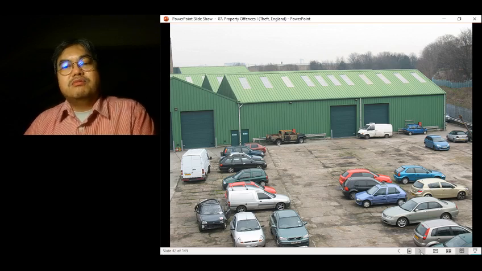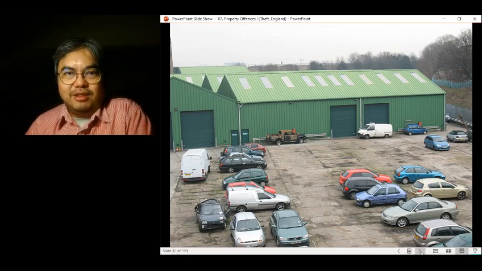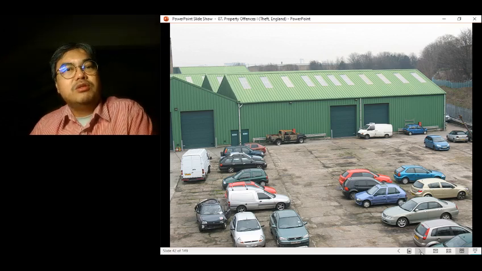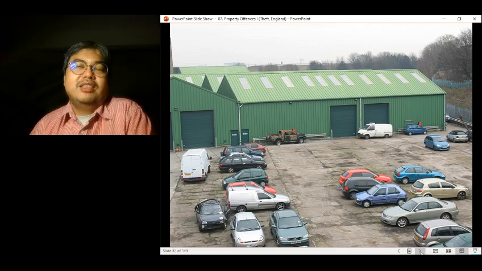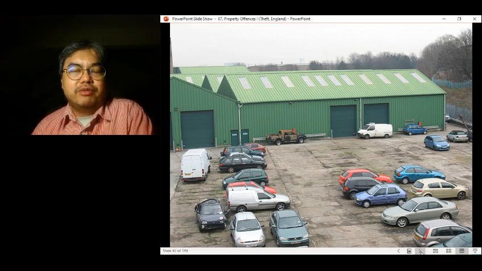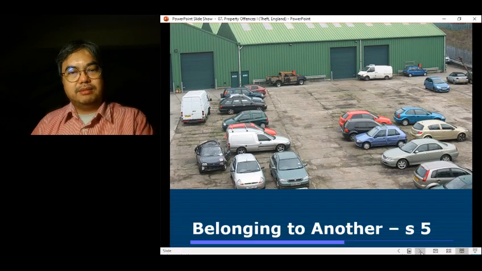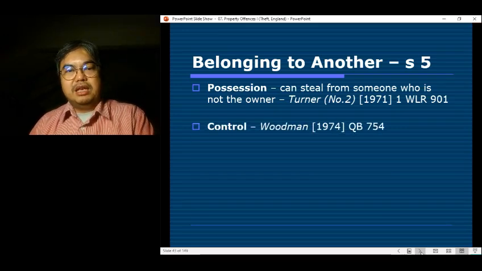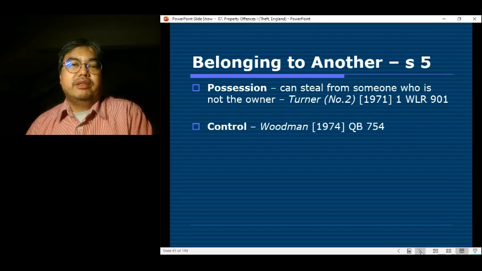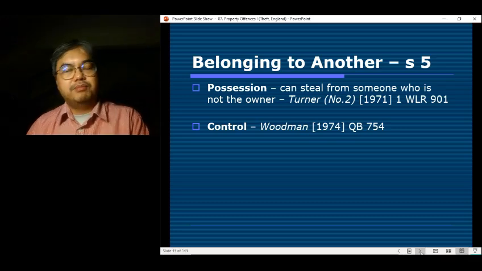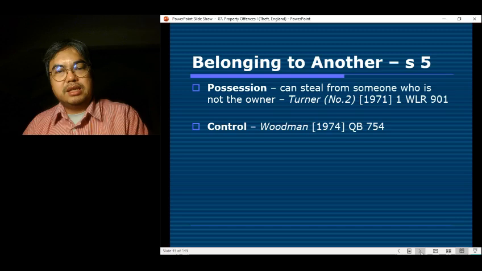So very interesting in the sense that you can be charged for theft, for stealing something which belongs to you. Well, sorry, not belongs to you. Technically it belongs to you. The owner of the property can be charged because at that point in time it was legally in the possession of someone else. So that's Turner number 2. Now it can also be in the control of another person. If it's in the control of another person, then it can be considered as belonging to that person. Authority for this is the case of Woodman.